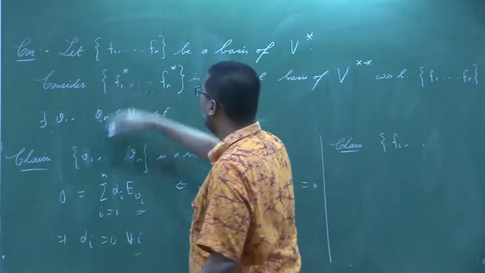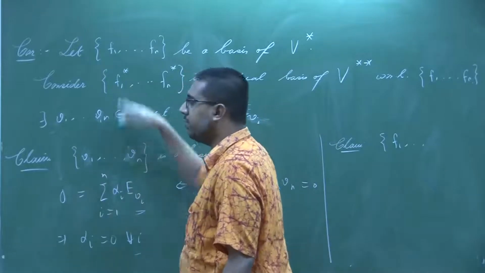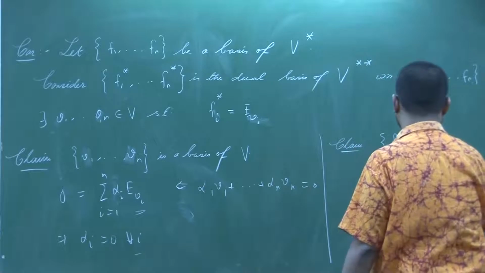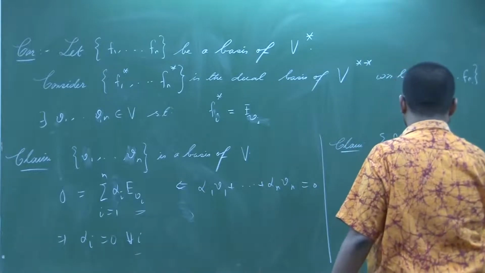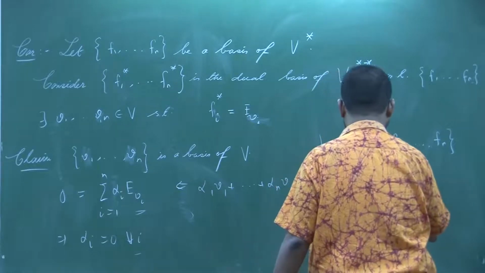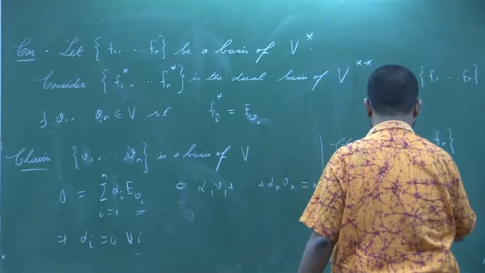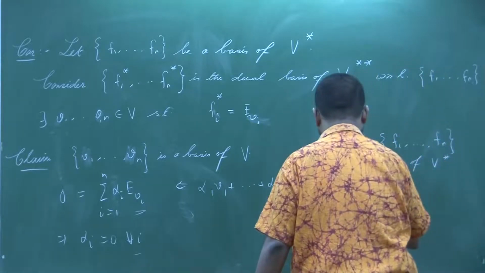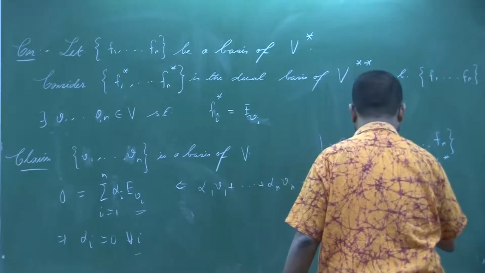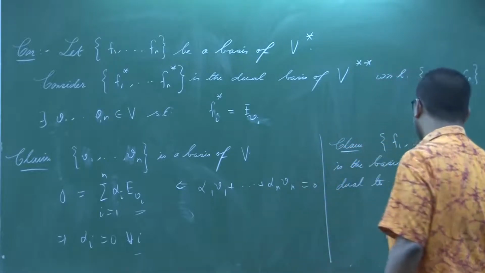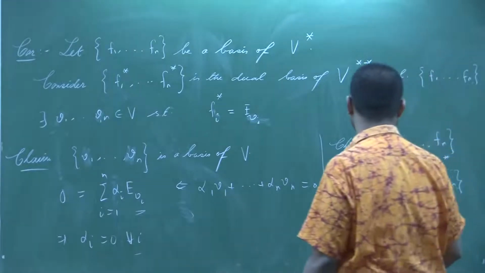So, throughout we assume that these are not just bases, in fact, with this natural ordering. So, they are all actually ordered bases. This is the basis of V star dual to the basis of V. How is that proved?